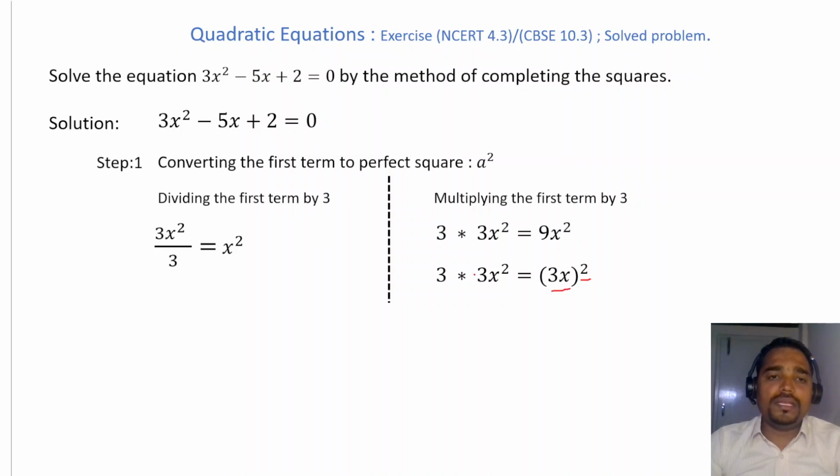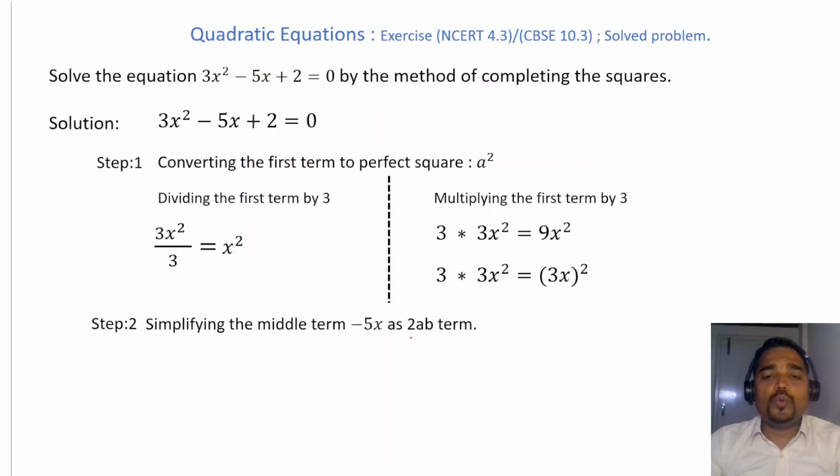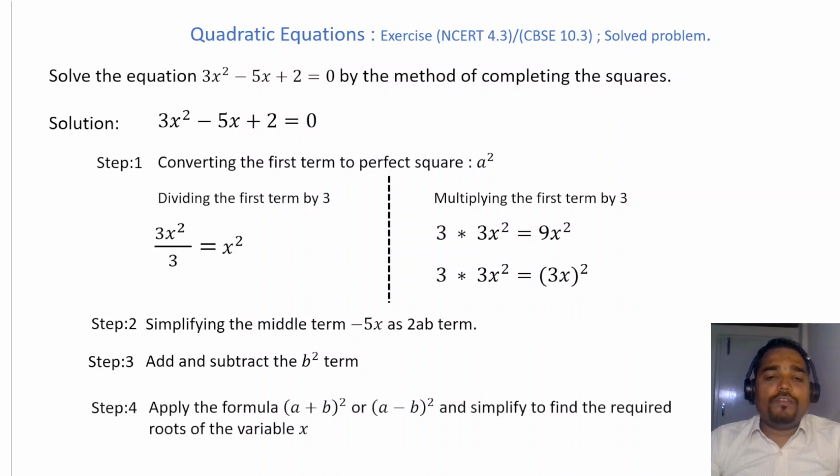Step number 2 is to express minus 5x, that is the middle term, as a 2ab term, and the next step is to add and subtract the b square term. The fourth step is to apply either the formula a plus b whole square or a minus b whole square and simplify to get the required roots of the variable x. Now we will see how to proceed.